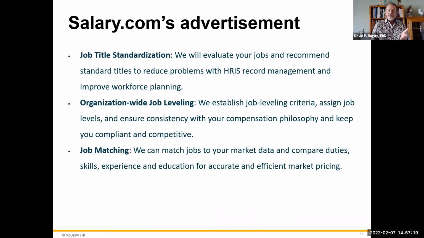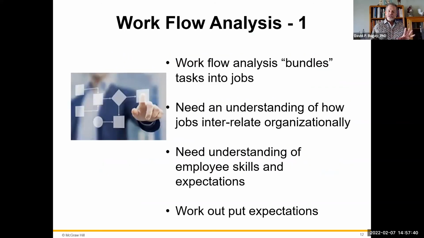You want to have job leveling, and then job matching, so that this division will have similar titles to over here, and you'll have a general understanding that this is primarily an administrative support function over here, and this over here is somebody that communicates at a high level to the community as a whole, as a vice president here, and so on. So you have job matching.